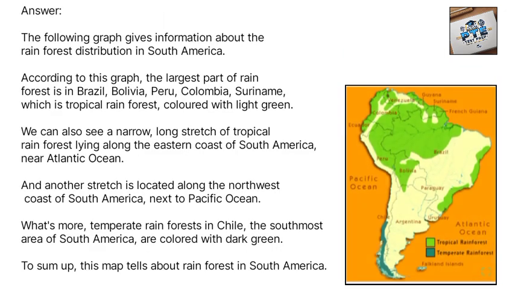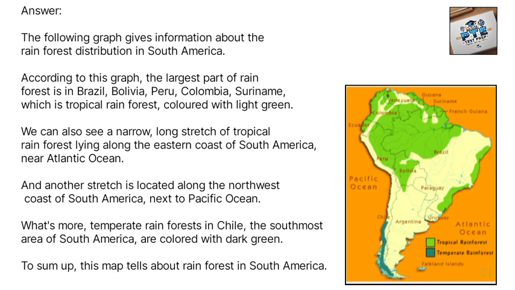The following graph gives information about the rainforest distribution in South America. According to this graph, the largest part of rainforest is in Brazil, Bolivia, Peru, Colombia, Suriname, which is tropical rainforest, colored with light green. We can also see a narrow, long stretch of tropical rainforest lying along the eastern coast of South America, near Atlantic Ocean.